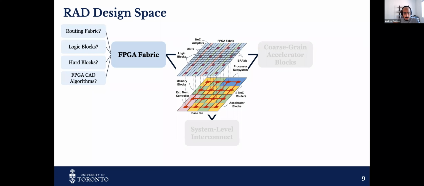And in order to do architecture exploration for that, we need to answer questions like, how would the routing fabric of this FPGA look like? What type of logic blocks should we have on it? What type of hard blocks should we embed in the programmable fabric? And also, what's the effect of changing this FPGA architecture on the FPGA CAD algorithms?